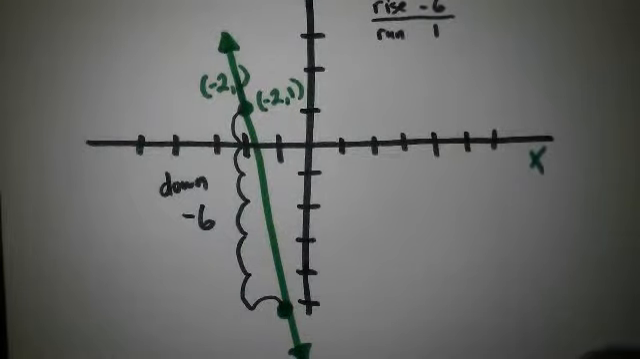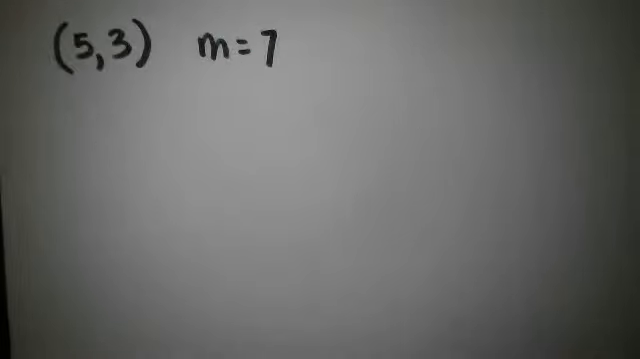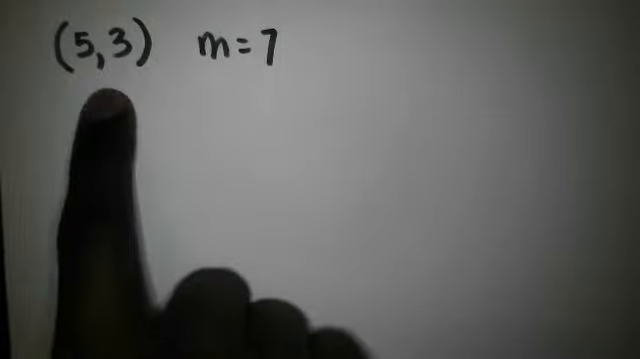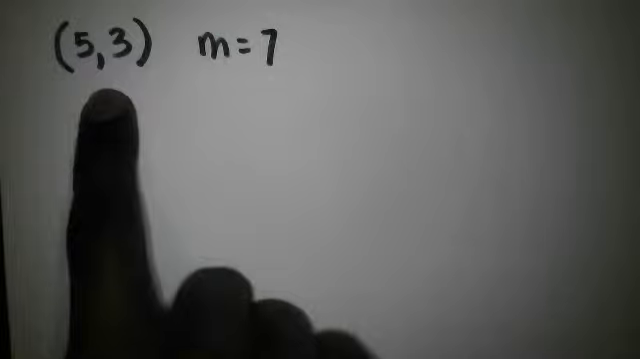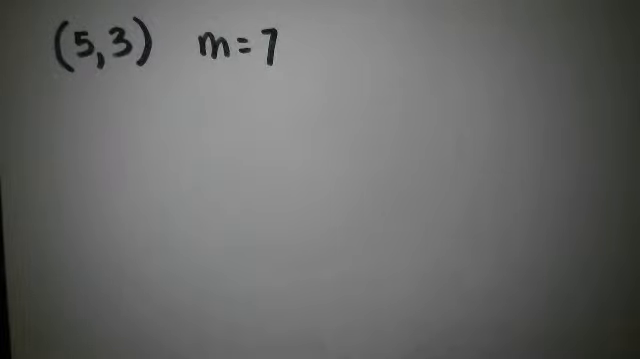Let's see if you guys could do the same. Let me give you this example. Write an equation in point-slope form of a line that passes through 5, 3 and has a slope of 7. Go ahead and click pause and see if you got it right.